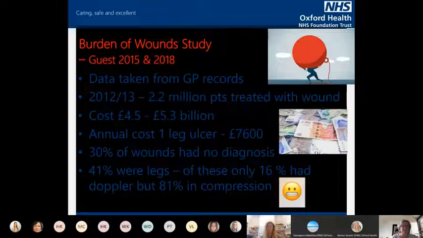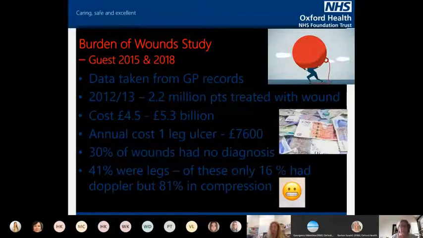What they discovered, and the data they took was from 2012-13, was that there were 2.2 million patients treated that year with a wound, at a cost of 4.5 to 5.3 billion. So it's a huge cost to the NHS. A leg ulcer in a year costs £7,600, and that's one that healed in a year. They also found that 30% of wounds had no diagnosis. So if you don't know what sort of wound it is and you haven't diagnosed it, how on earth are you going to do the right things to get it healed? Of legs, they found that only 41% of those wounds were legs, but of those, only 16% had had a Doppler. Worryingly, 81% were then in compression.